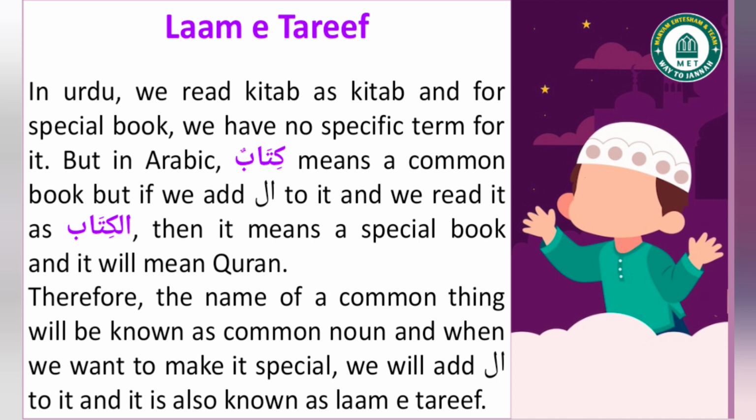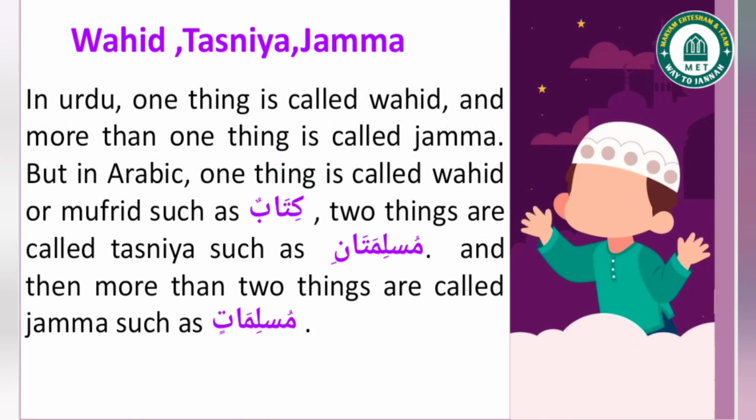Therefore, the name of a common thing will be known as a common noun. And when we wanted to make it special, then we add alif and lam to it, and it is also known as lam-e-tarif. In Urdu, one thing is called wahid, and more than one thing is called jama'.